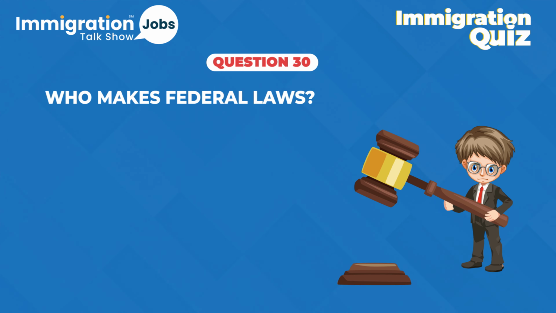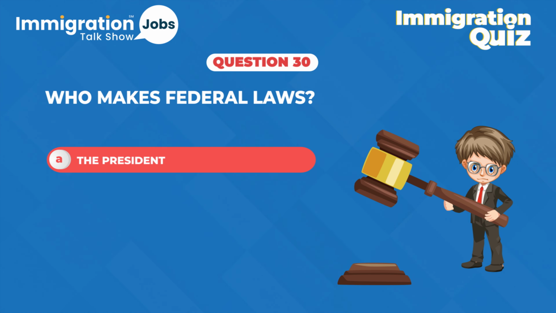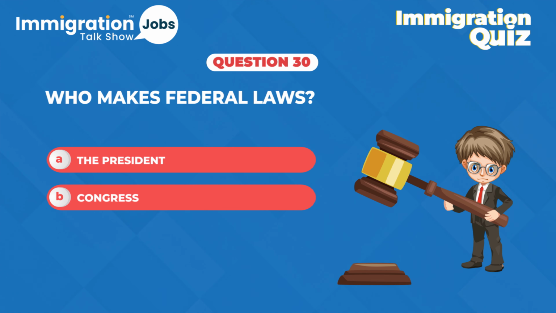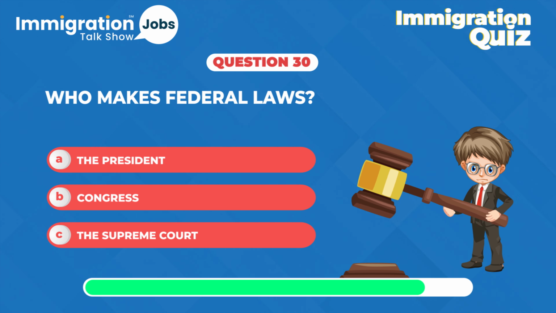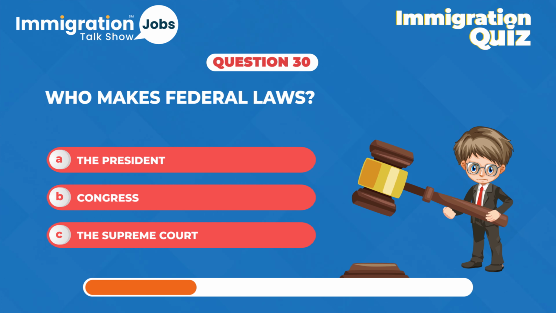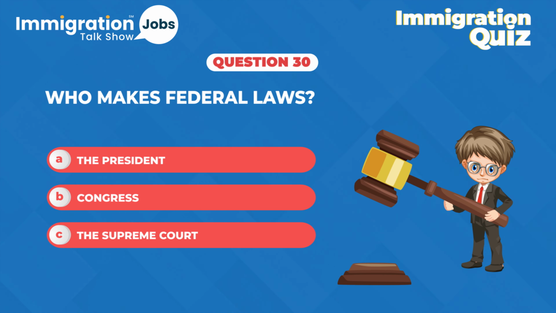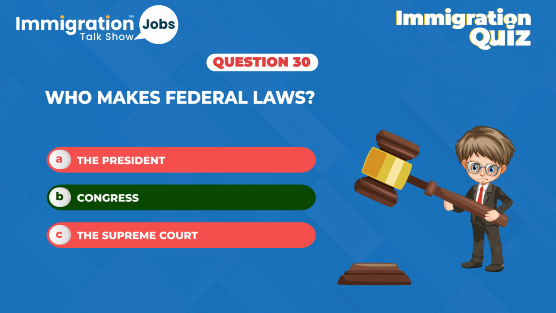Who makes federal laws? Option A, the president. Option B, Congress. Or option C, the Supreme Court. And the correct answer is option B, Congress.